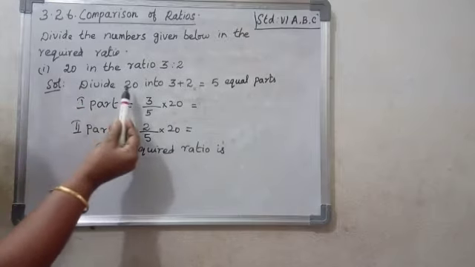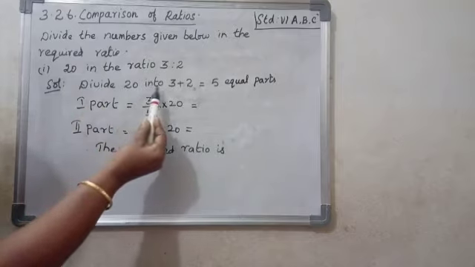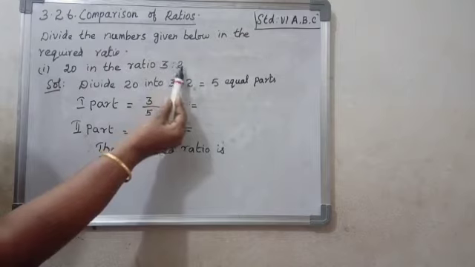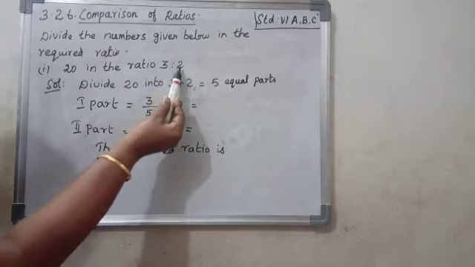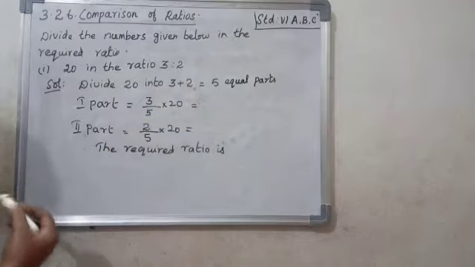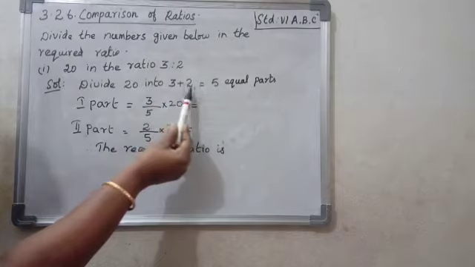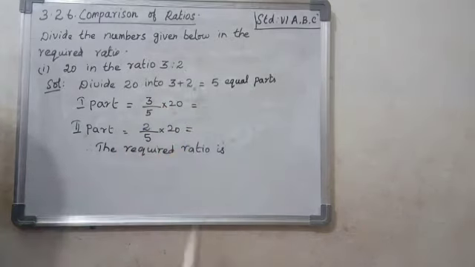So divide 20 into 3:2. 3 is the first ratio, 2 is the second ratio. We add the 2 ratios to write the total parts. So 3 plus 2 is equal to 5 equal parts.